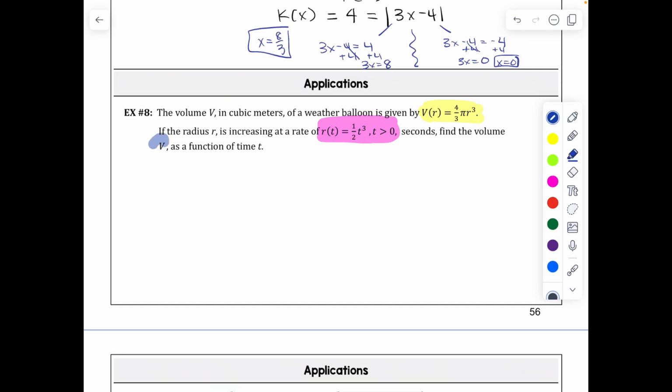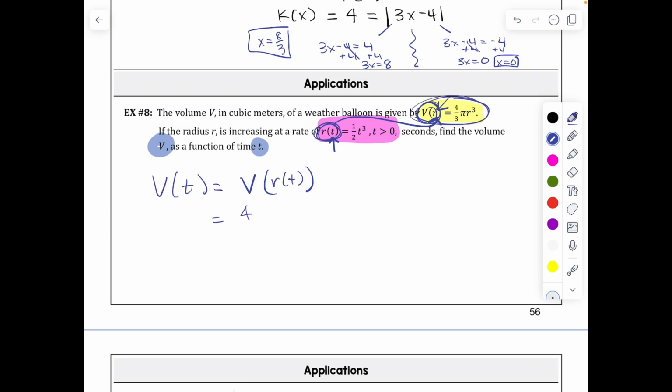So here's what we've got. We're trying to find V as a function of time t. So let's find V of t. Well, what do we know? Only the radius is a function of time. We only have a function for r, right? But look, this is r, and so we're going to put this in right here. Instead of r, we're going to use r of t. So that's going to be V of 4/3 pi r cubed, but instead of r, we're using r of t, which is 1/2 t cubed.